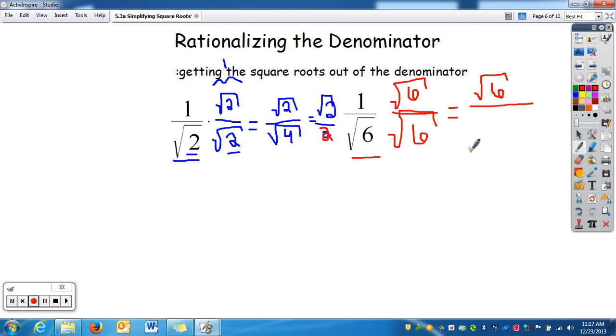And root 6 times root 6 is root 36, the square root of 36, because they're both still on the inside, which is 6. Or you can think you have a pair. And this is what we want. Now it's rationalized because there's a rational number in the denominator. There is a nice number, not a root. So that is my final answer.